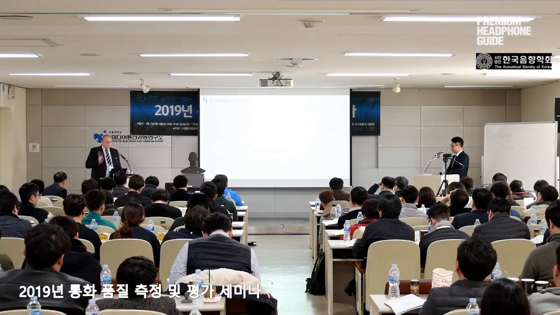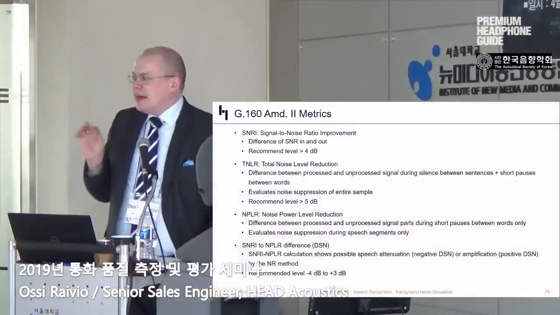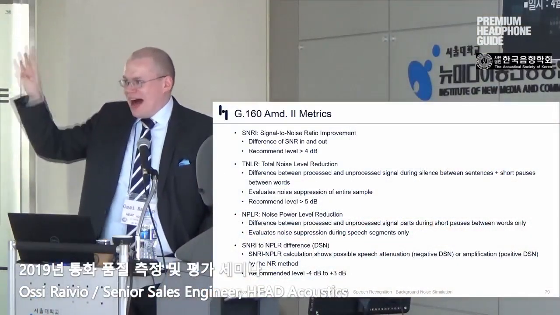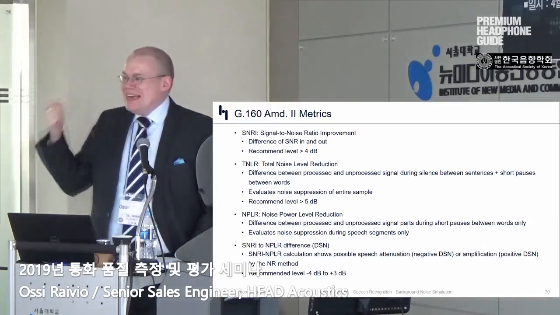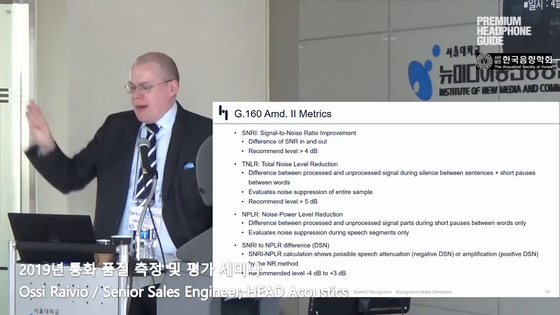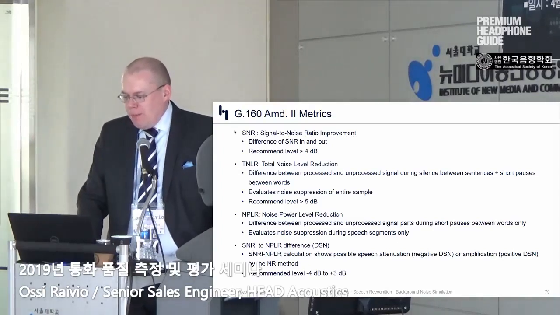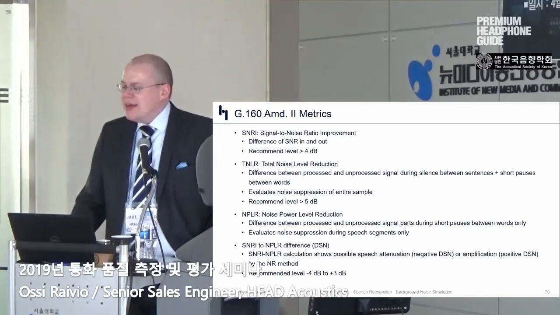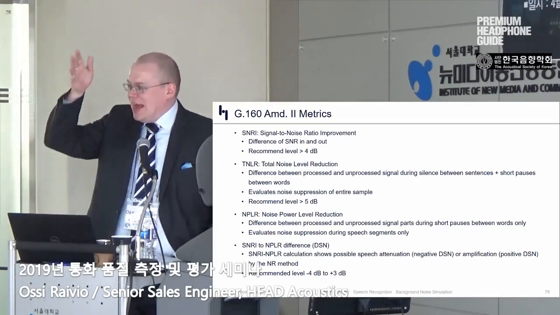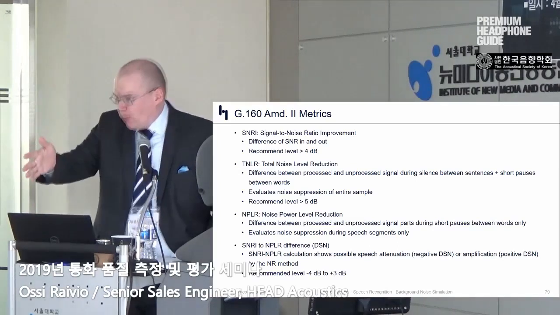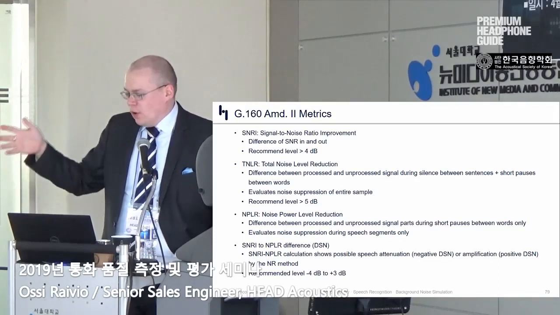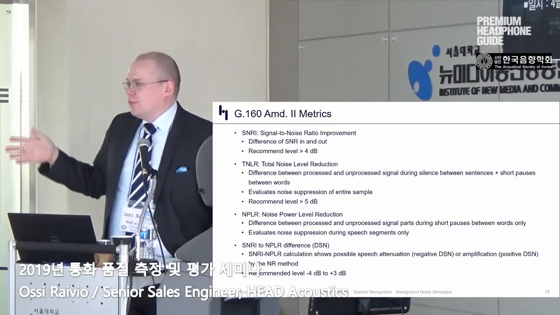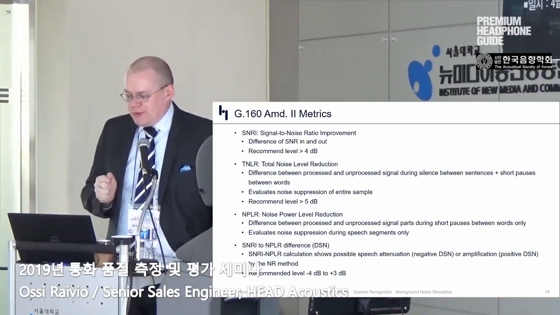So when you are measuring the SNRI, typically you get four values out from the algorithm. So the G160 Amendment 2 defines four metrics. The main metric is the SNRI, signal to noise ratio improvement. So this is basically the difference between SNR before noise canceller and SNR after noise canceller, over a longer period of time, when you have speech and background noise.